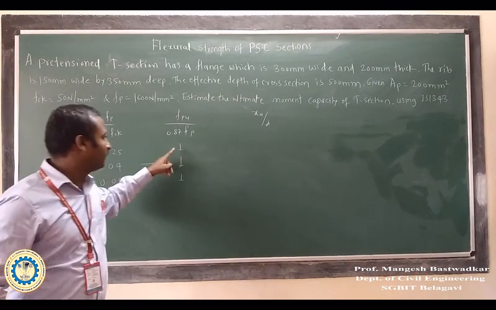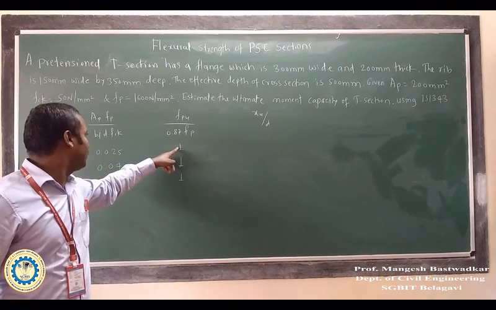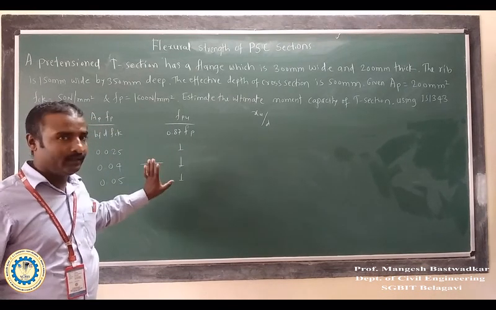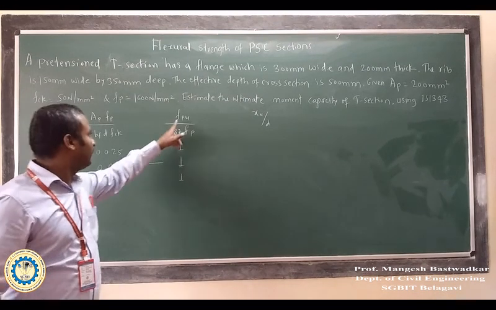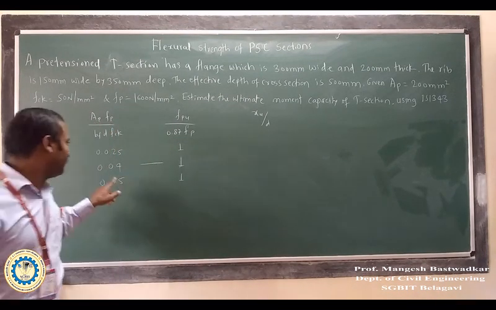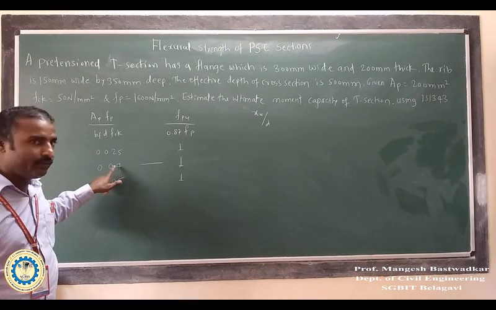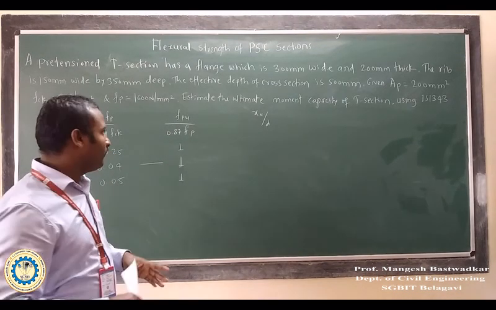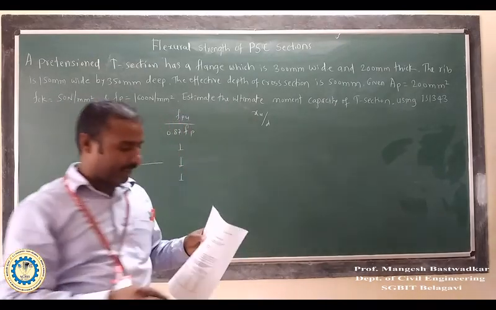Because for 0.025 and 0.05 it is a straight line. So the FPU by 0.87 FP value for 0.04 effective reinforcement ratio is 1. Okay. So now for XU by D we will check.